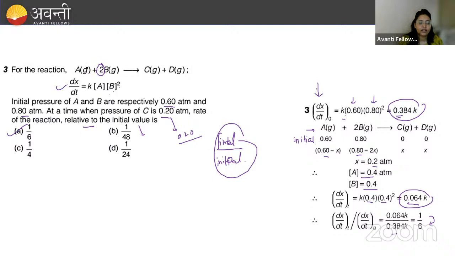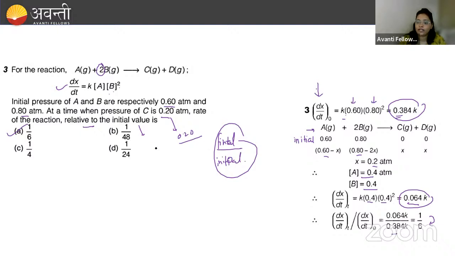So dx by dt. The question itself had already given us the rate and all that. Initial pressures were given. If the pressure of C becomes 0.20, how much will be the rate?